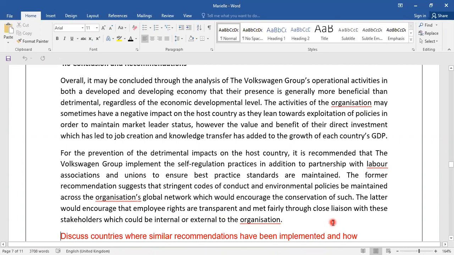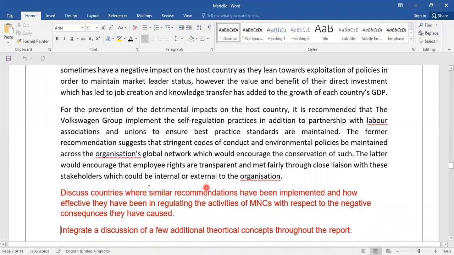So students, this was good, but this could be improved. Firstly, self-regulation here is an opportunity for Marielle to discuss corporate social responsibility. You could have defined what corporate social responsibility is, say what it involves. It involves ethics, and that would be really good for Volkswagen because what they did was really fraudulent. So CSR involves ethics. It also involves environmentalism, and it involves protection for employees' rights and so on. So you could define what CSR is, say what it involves, and discuss countries and companies where similar recommendations have been implemented and how successful it was.